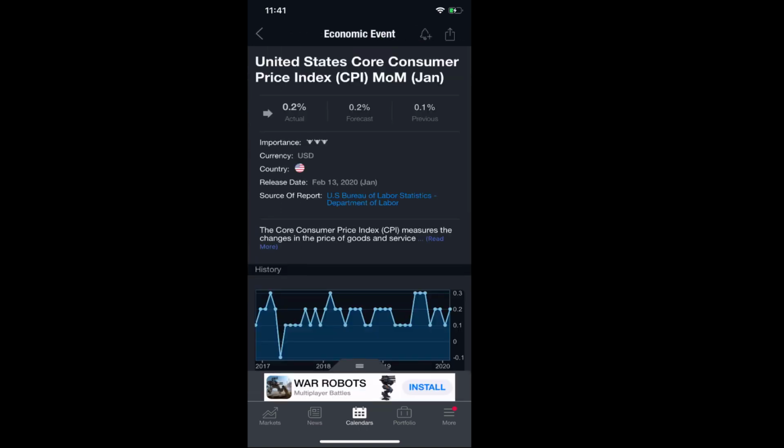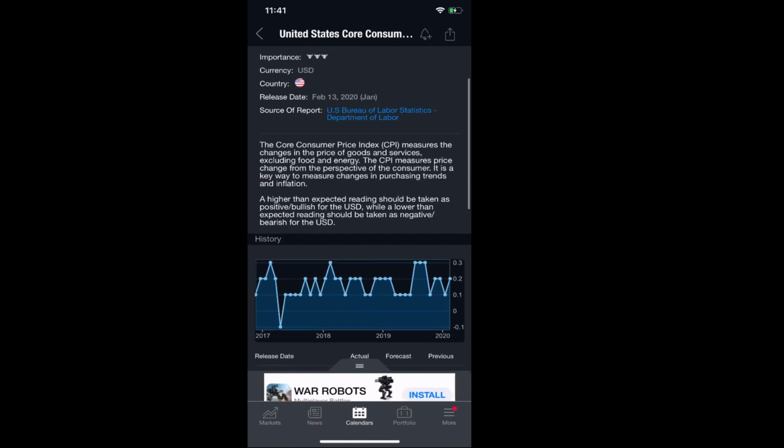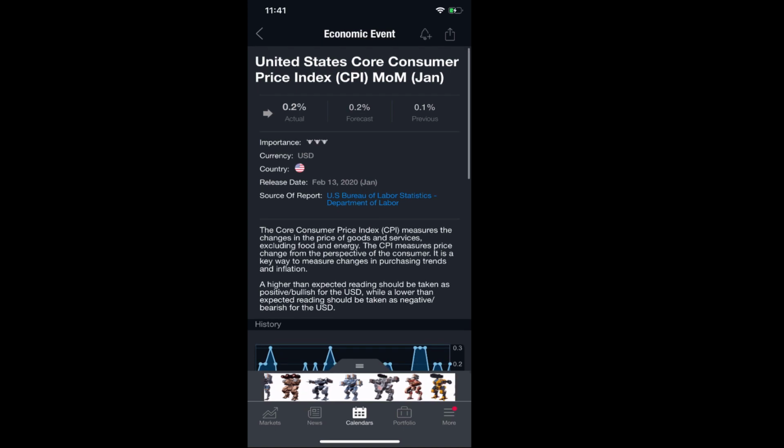And it'll show you more details, right? So it'll show you, right here, that a higher than expected reading should be taken as positive for the US dollar, while a lower than expected reading should be taken as negative for the US dollar, right? So now you have your forecast and your actual, right? Because this news event has actually passed, we already have the actual, right?